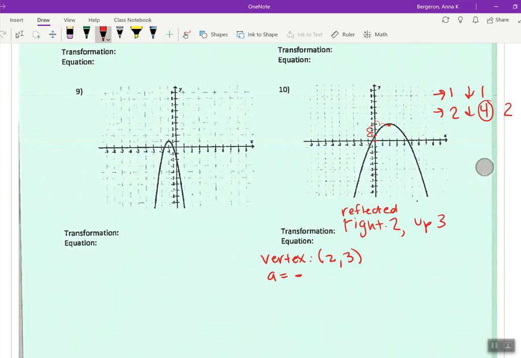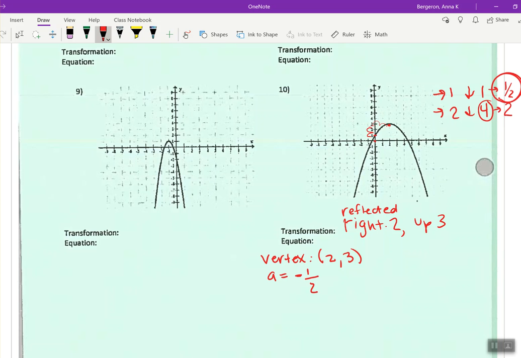Well, what does that mean for our a value? That means that our a value was split in half. So instead of going over 1, down 1, I went over 1, down a half. And then instead of going over 2, down 4, I went half of 4, which is 2. So that means that my a value is a half. So I am at negative 1/2, right?